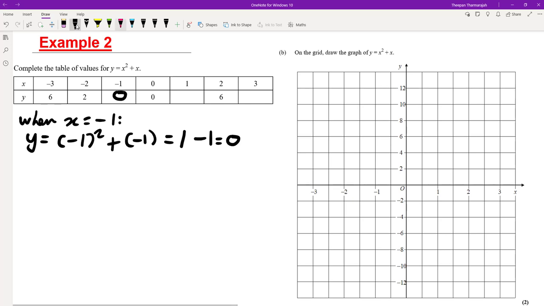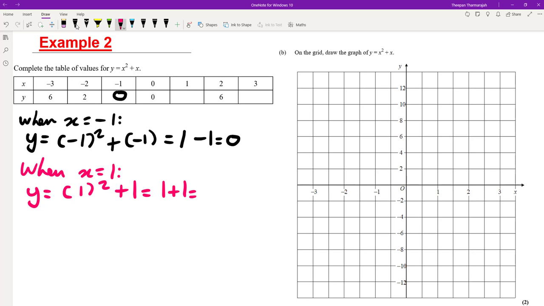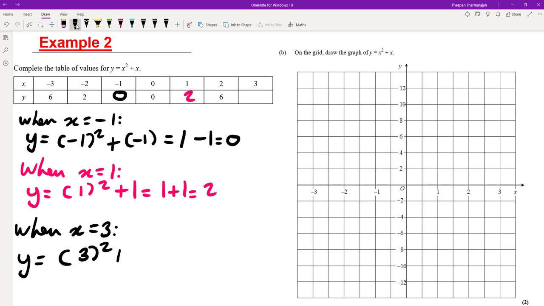So now we can say when x equals 1, y equals, always use brackets when you substitute, so 1 squared plus 1, so we get 1 plus 1, so we get 2, so we get 2 here, and then we're going to do for 3, so when x equals 3, we're going to say y, again always use brackets, 3 squared plus 3, and that gives me 9 plus 3, which is 12. So we get 12 here.